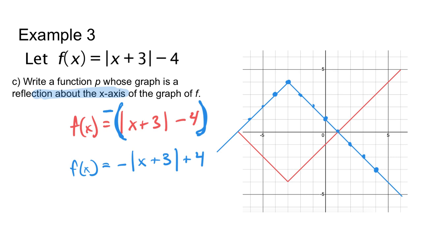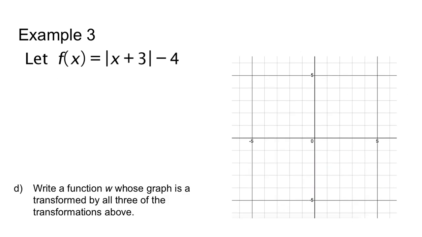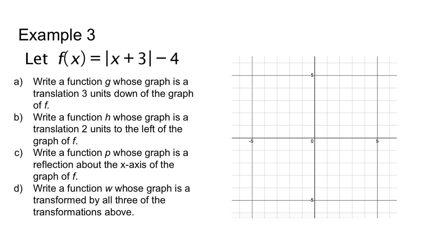Let's take a look at another one. One more. Write a function w whose graph is a transformation of all 3 of the above transformations. So we're going to do them all. We're going to do all of these transformations. Let's start with that parent, or the original function f of x. Okay, we're going to move it down 3, we're going to move it left 2, and we're going to reflect it over the x-axis.